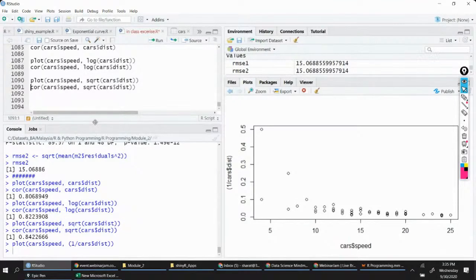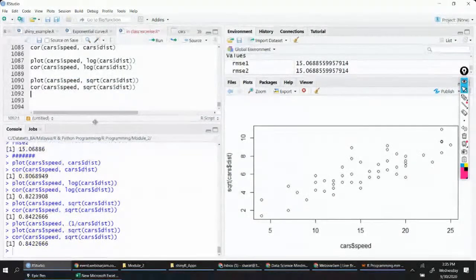So I think we should go with square root transformation, because that is log transformation or square root. Which one is better? Yeah, this one was better, right? So we'll go with this.